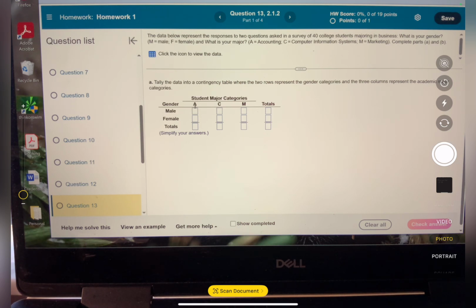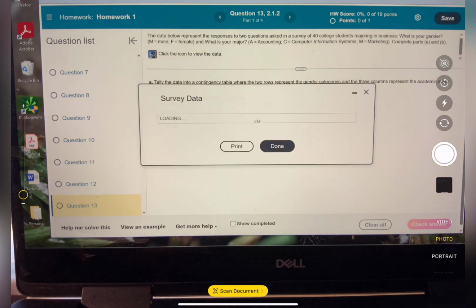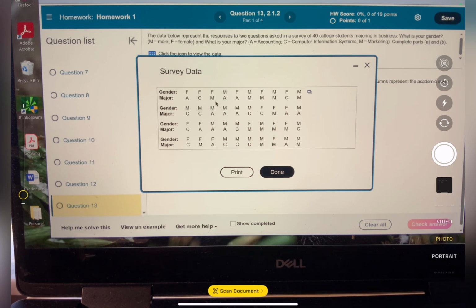So how many were in accounting, males, computer science, marketing, and females here in the row, and then here we totalize by gender, and here we're going to totalize by major. So let's look at our table. This is what we have: 1, 2, 3, 4, 5, 6, 7, 8, 9, 10, and 4 rows. So 10 times 4, 40. Exactly, it says 40 college students.